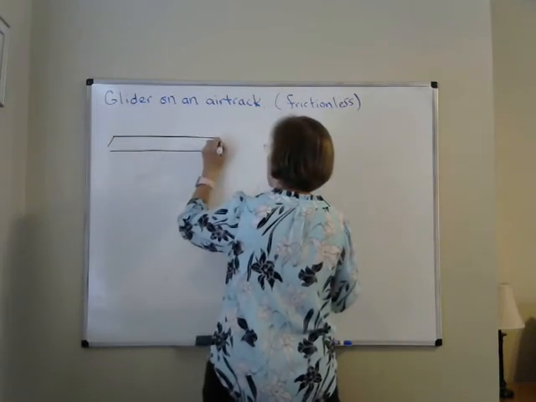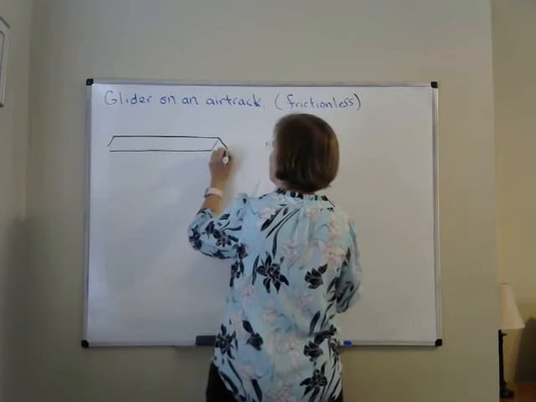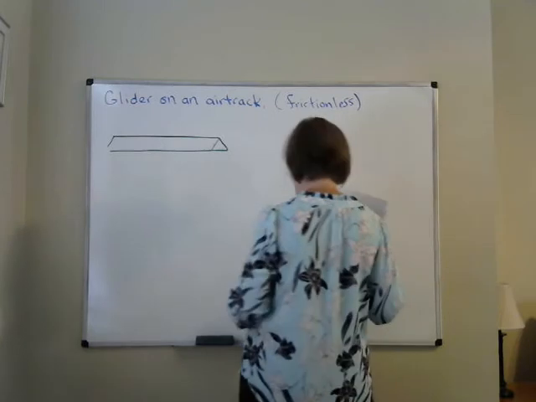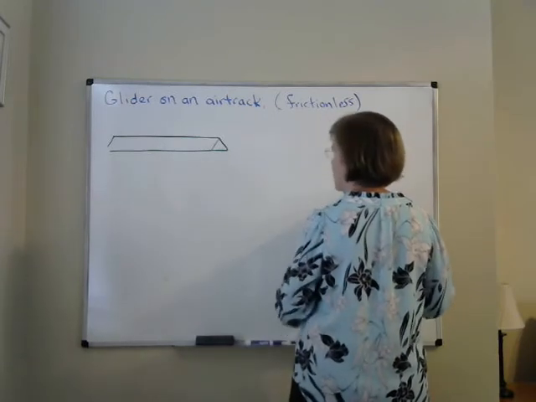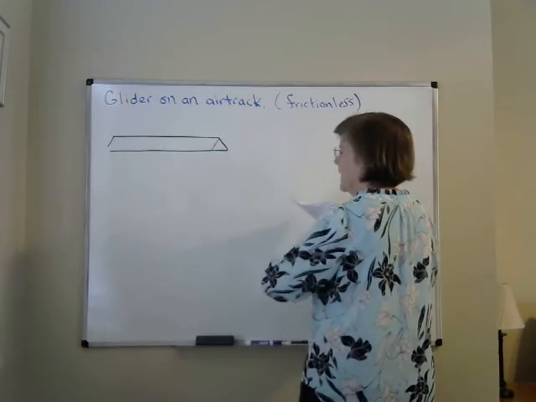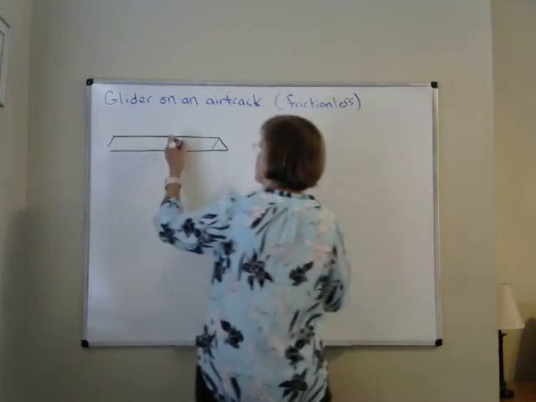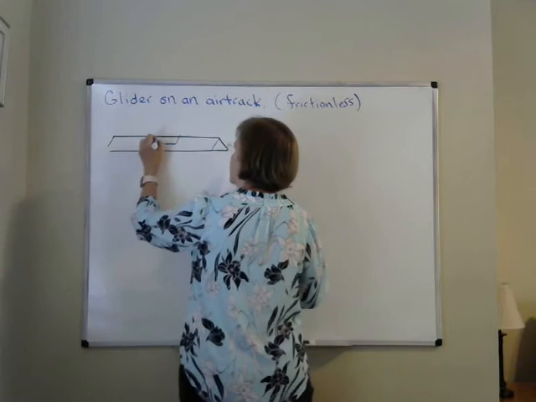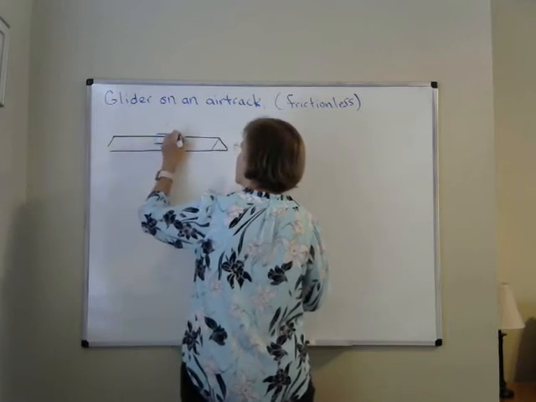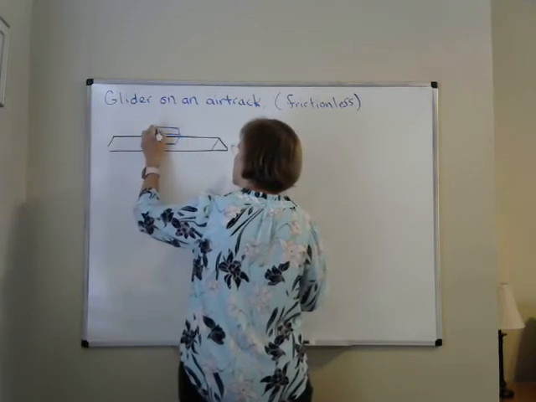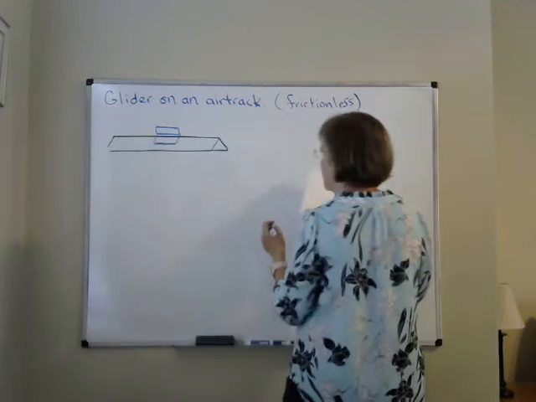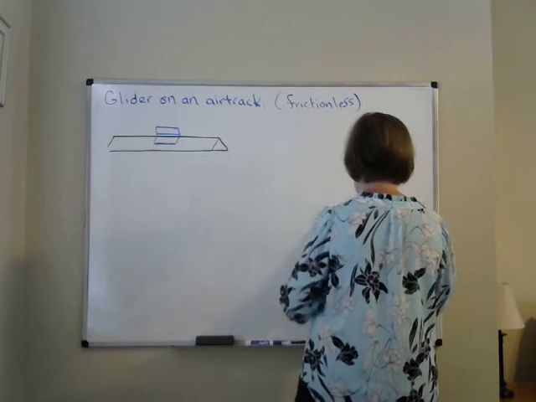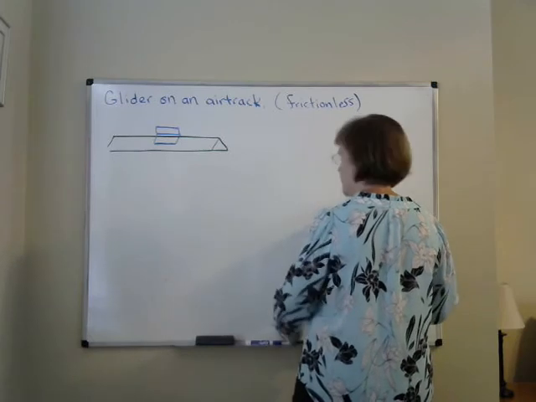Here's our air track. Air tracks usually look like a little triangular shaped prism. They're V-shaped with air coming out. And riding along on the top of that, we have a glider. And the glider almost floats on top of that air. It usually looks something like this. And that glider is attached by a string and a pulley to a mass.